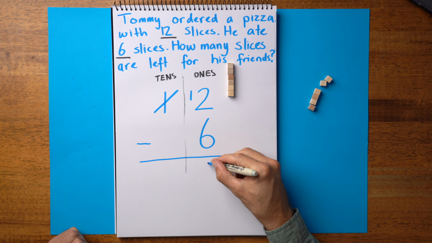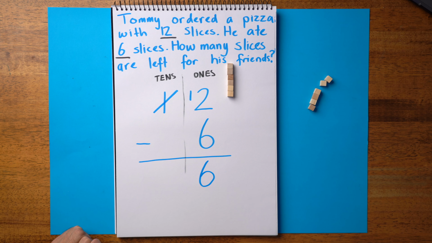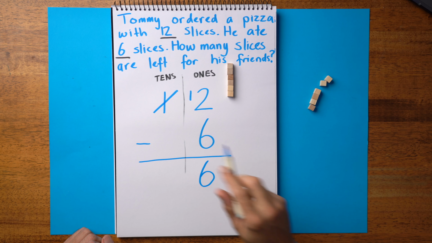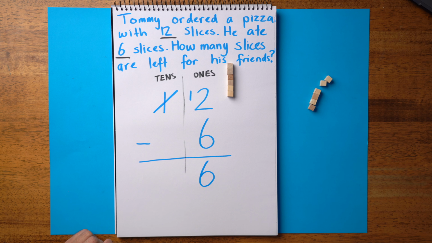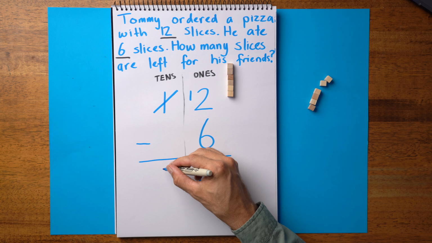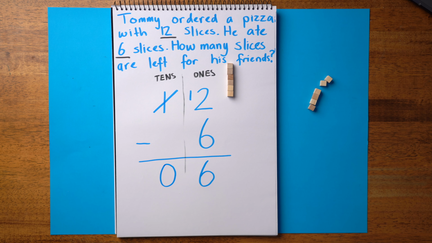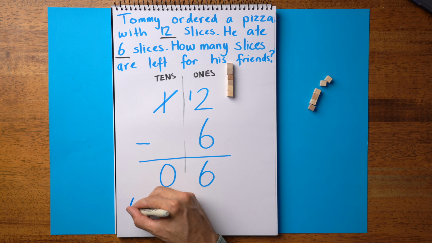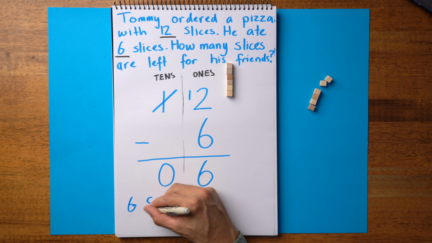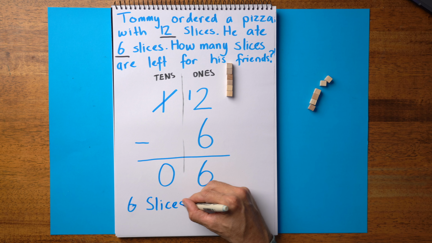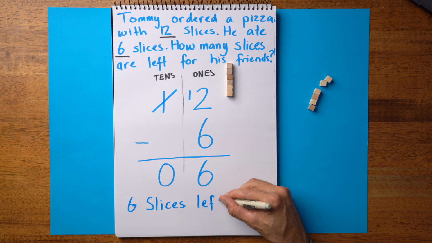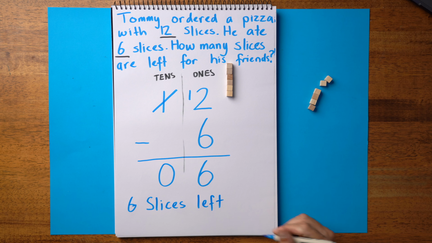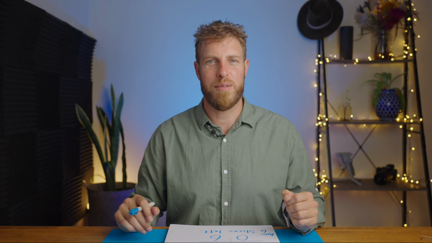So I can record that at the bottom. And I don't have any 10s because we renamed this 10 into 1s. I could put a 0 there if that's helpful. How many slices were left for his friends? Well, there's 6 slices left. And that's how you can do regrouping when you don't have enough 1s. Let's have a look at another example.